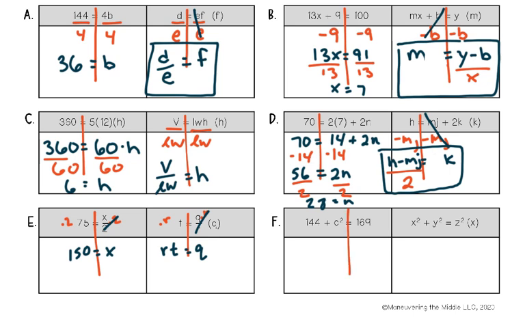To solve for c in box F, we would start by subtracting 144 from both sides, and then do the opposite or inverse operation of squared, which is take the square root. So c equals the square root of 25, which is 5.